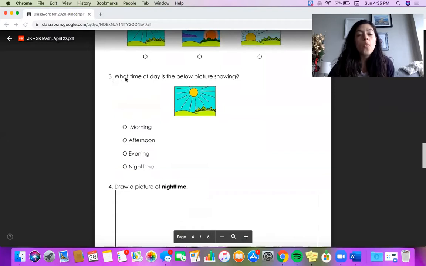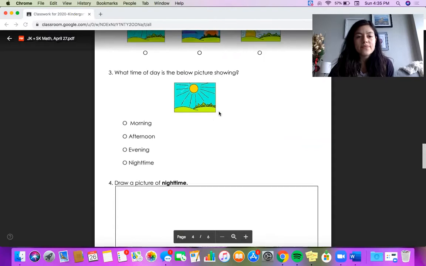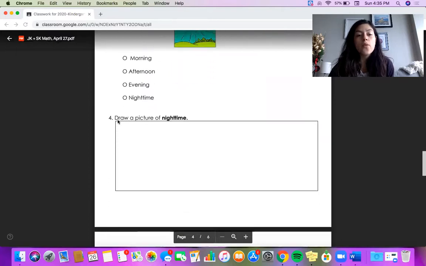Number 3, what time of day is the below picture showing? And finally, for number 4, draw a picture of nighttime. What do you see when you look outside the window at nighttime?